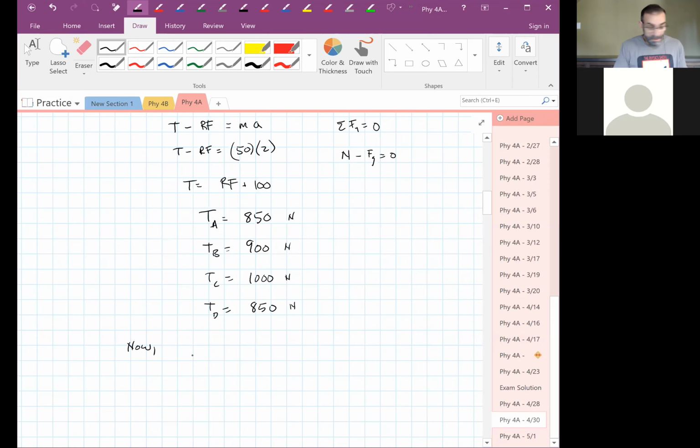You didn't think I was done, did you? We'll leave m at 50 kilograms, but we're going to change our acceleration to 2 meters per second squared to the left. Find the tension in each rope.